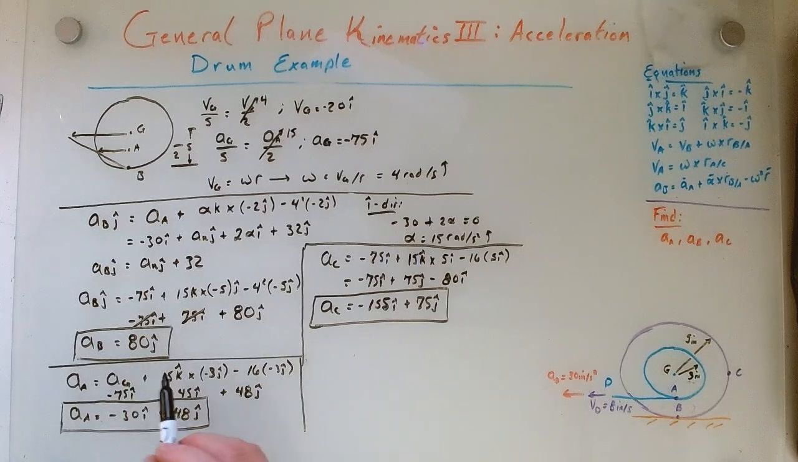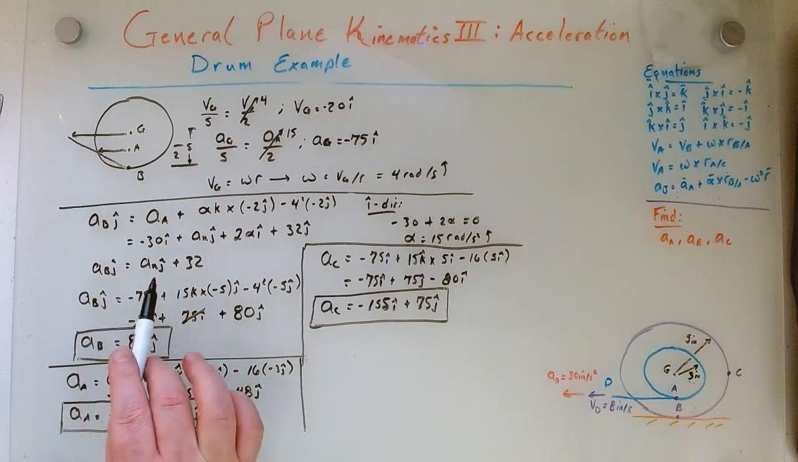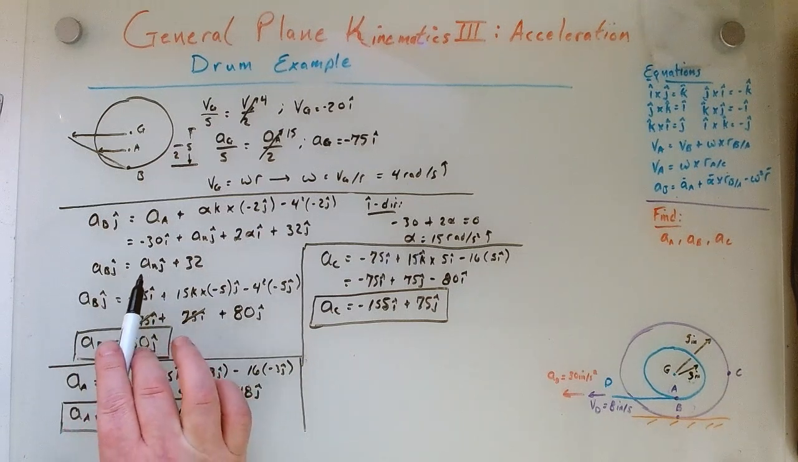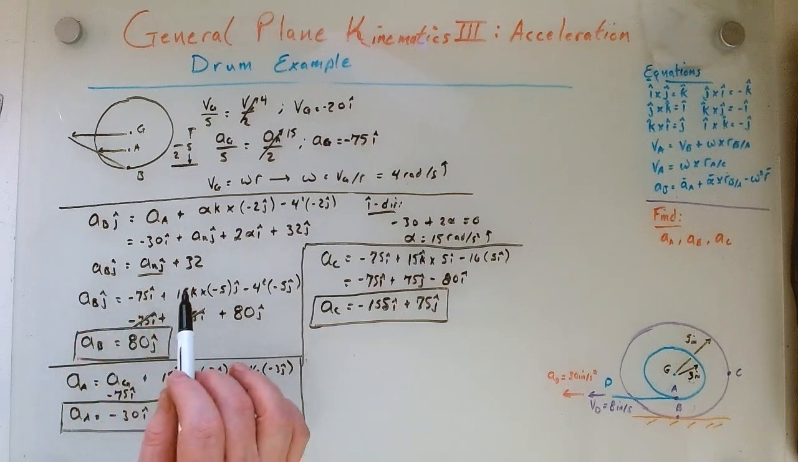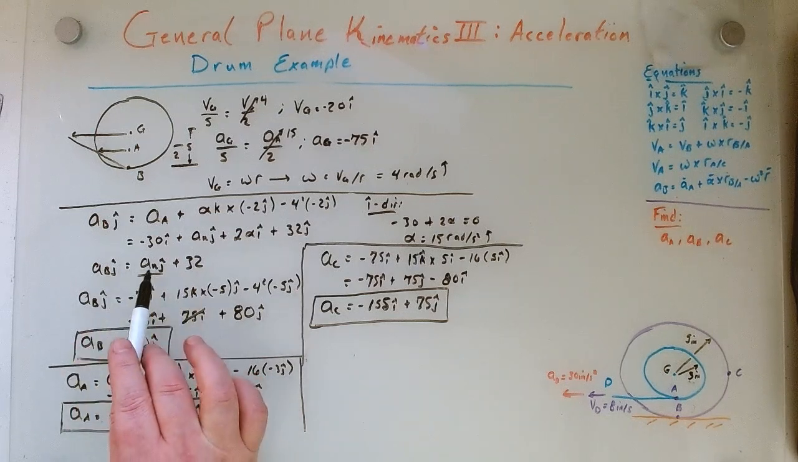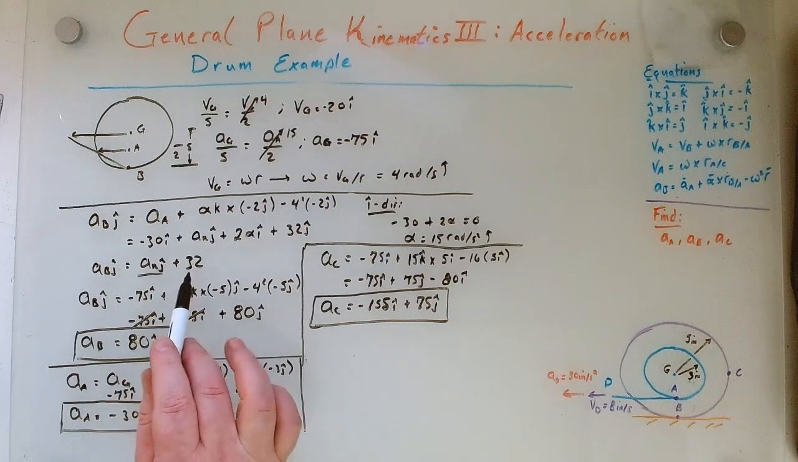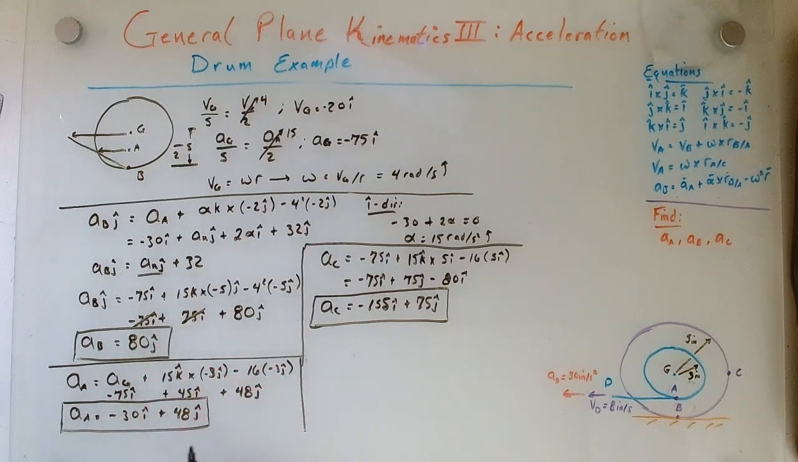Well, let's see, just for fun, let's look at a sub b. What we're saying here is that a sub b, in the normal direction, a sub n, should be 80 minus 32, and that is 48. There it is. Normal direction, 48.